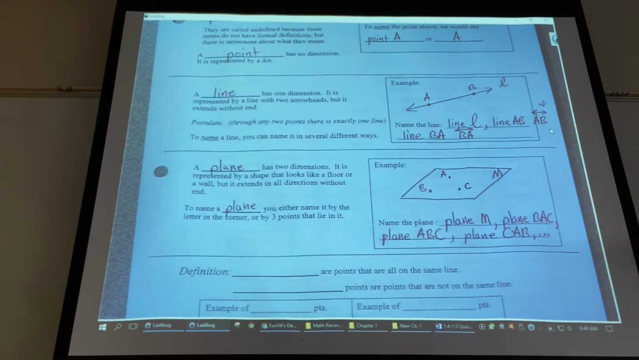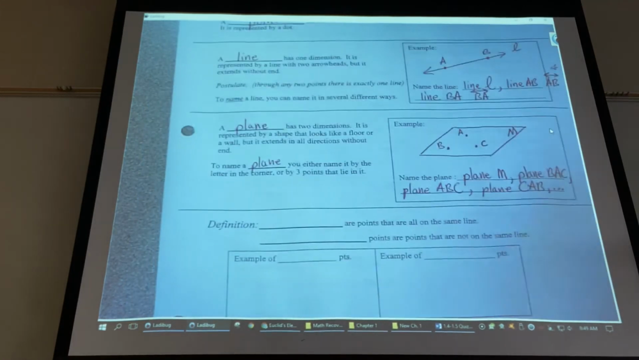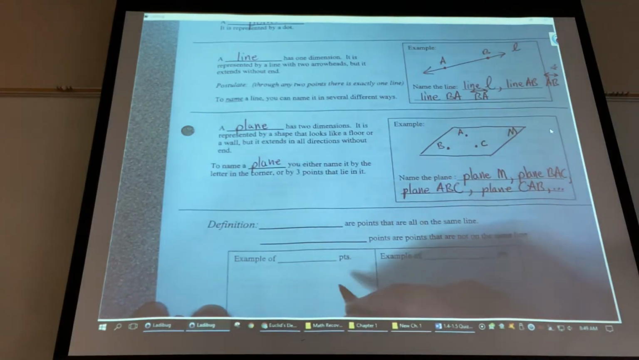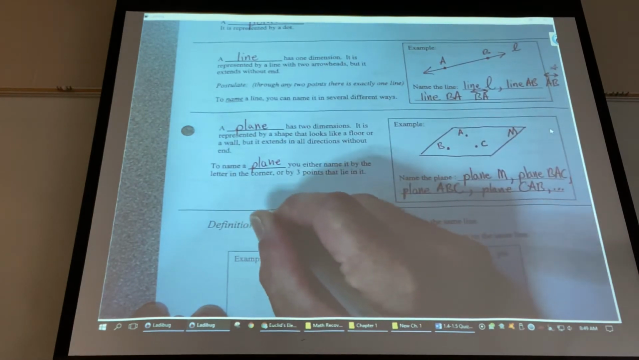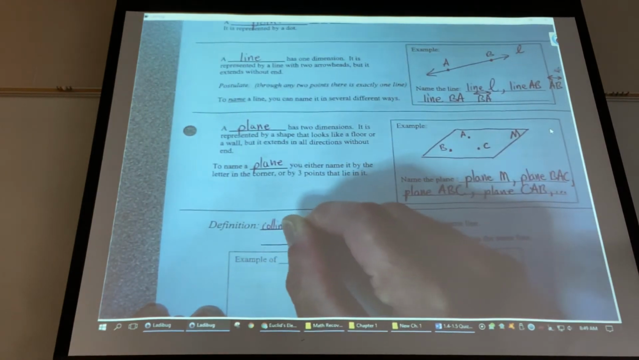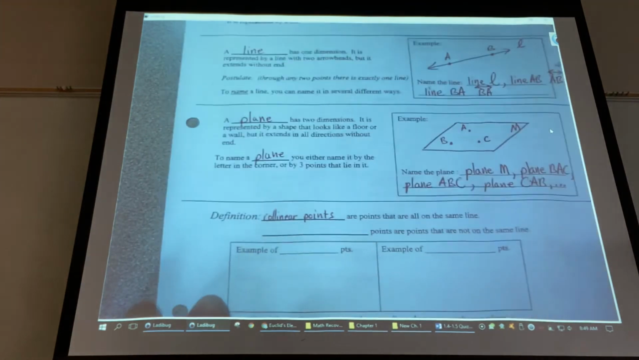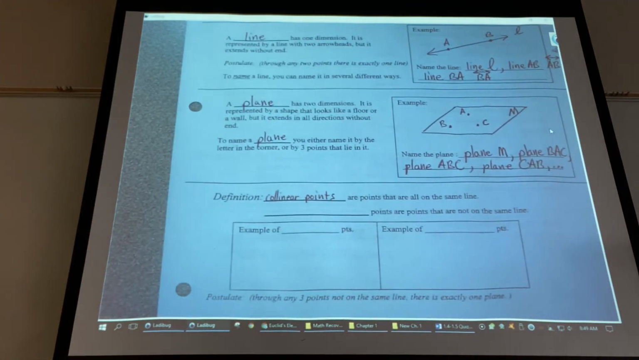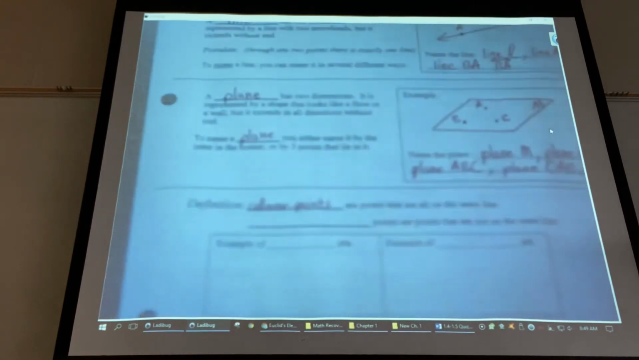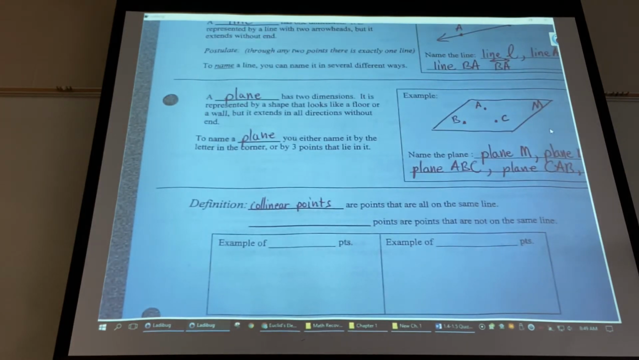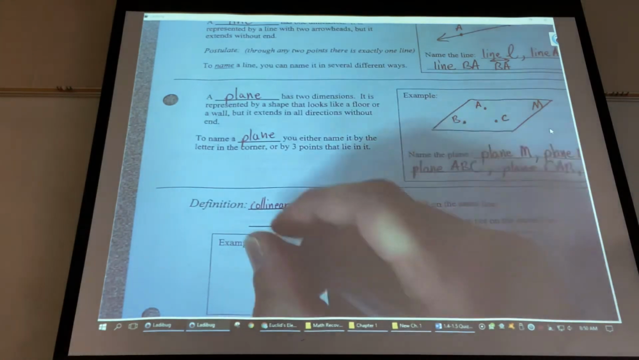All right, so let's go on a little bit, and then we can see how you feel when we ask some questions. So there's a few definitions we're going to look at. The first definition is collinear points. Collinear points are points that all lie on the same line. Well, it's kind of silly here, but what do you suppose you can call points that are not all on the same line? Non-collinear.